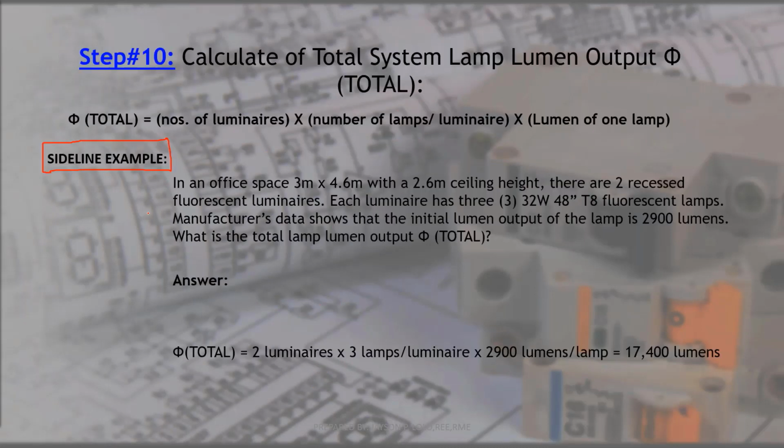Okay, so the sideline example is a 3 by 4 room with a 2.6 meter ceiling height. There are 2 recessed fluorescent luminaires. Each luminaire has 3 32 watts lamps. At the top view, this is your fluorescent luminaires, 1, 2, 3. This is for an office.